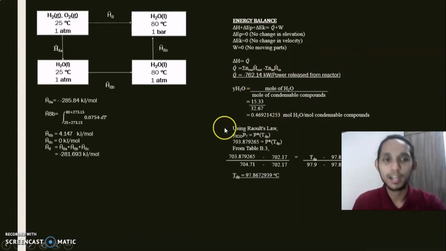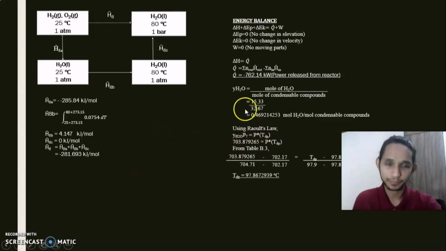And then the question also asks for the temperature TDP, the temperature at which the elements start to condense. So we find the mole of H2O, and then using Raoult's law we find TDP, and then we can find TDP from interpolation from table B3.